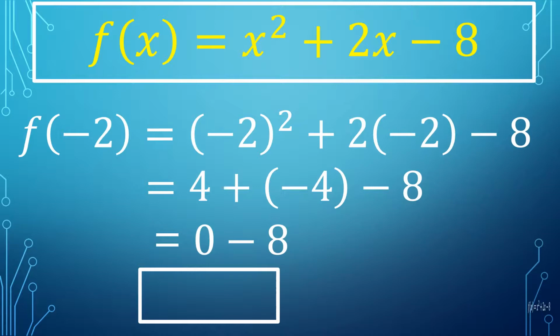Negative 2 to the power of 2 is equal to 4. Plus 2 times negative 2 is equal to negative 4. Copy negative 8. 4 plus negative 4 is equal to 0. Just copy negative 8, and 0 minus negative 8 is equal to negative 8.